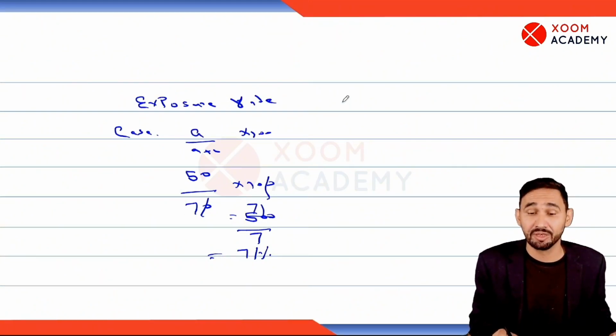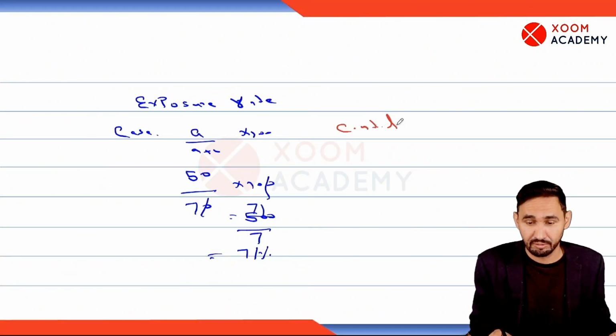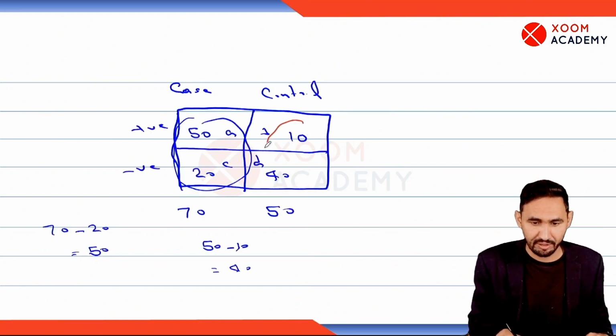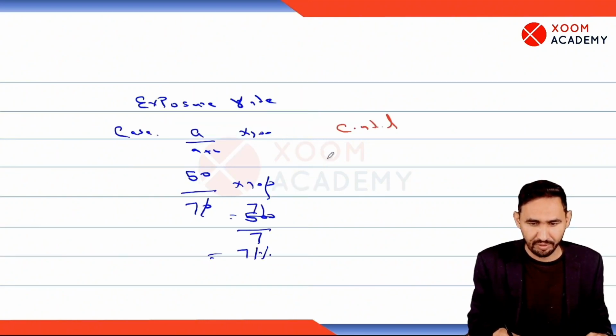Now we'll measure exposure rate in controls. There are 50 controls and only 10 were exposed. So we can write the formula B divided by B plus D into 100. 10 were exposed out of 50.